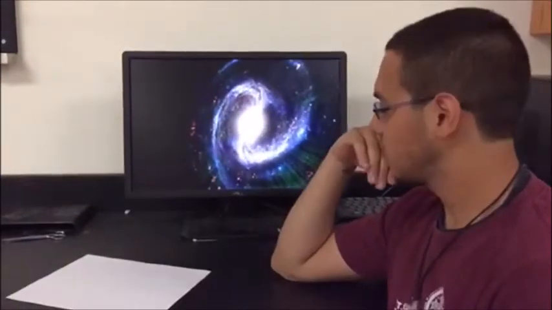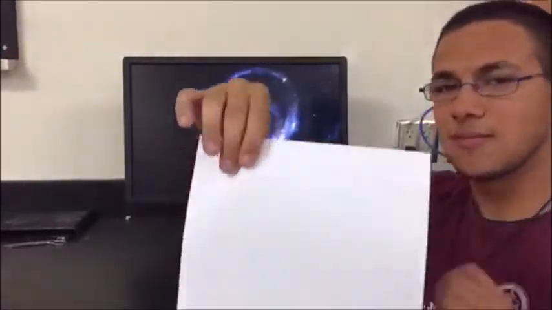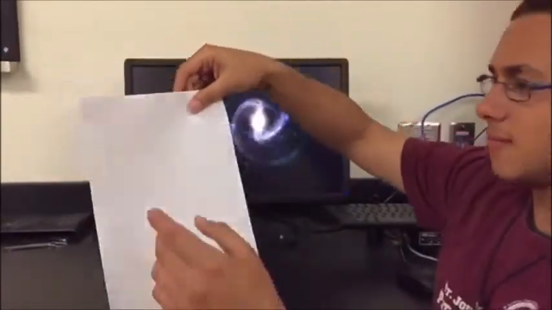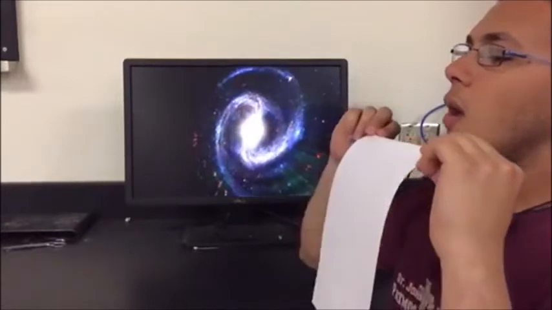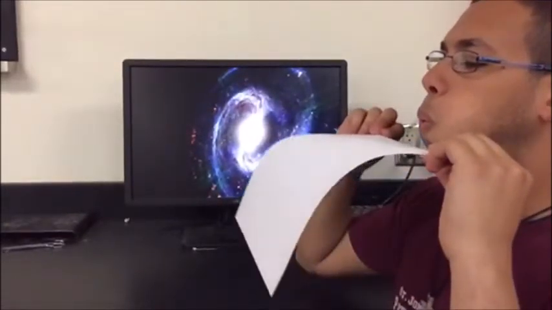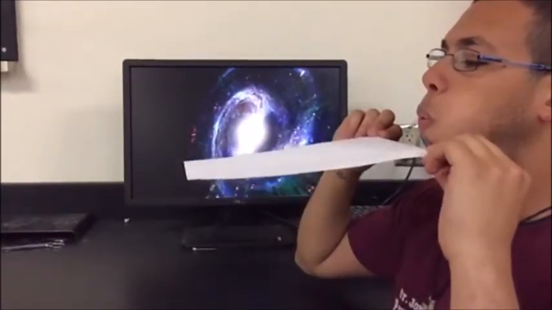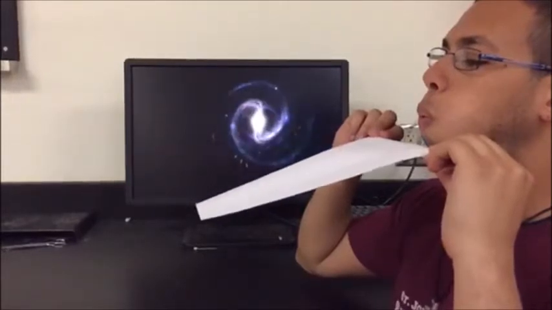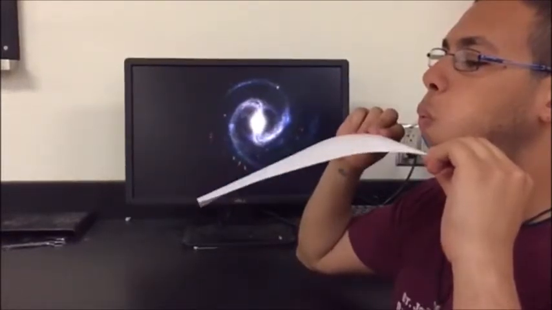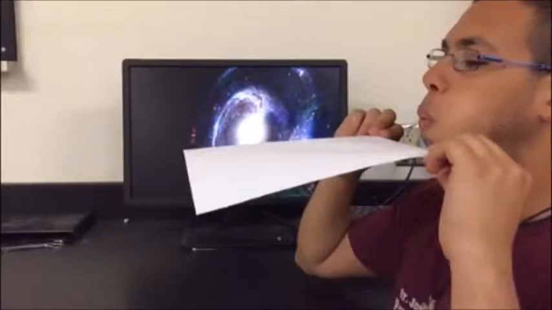For this next experiment, we have a simple piece of paper, also no magic here. But when I take this piece of paper, hold it horizontally so that none of it is over my mouth, and blow just straight over the top of it, we see that the paper floats upwards. Now, how can this be?